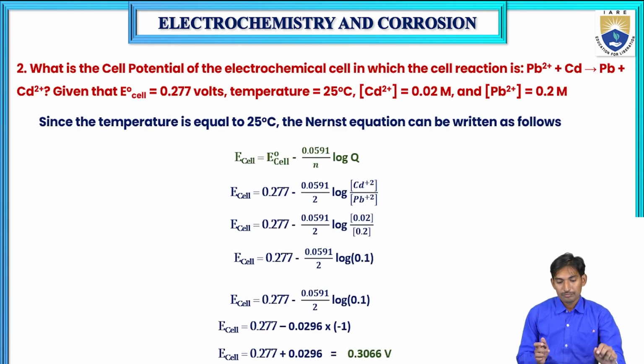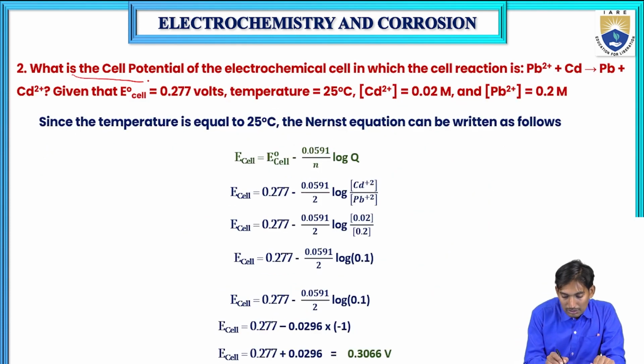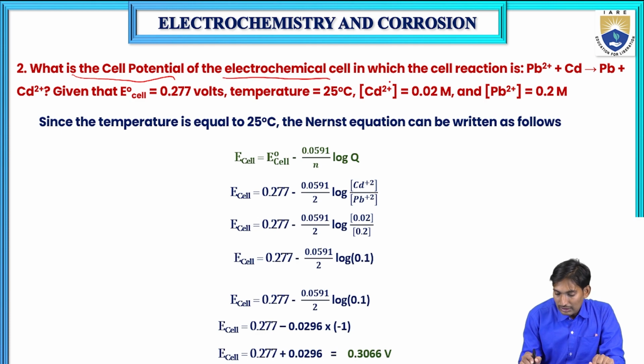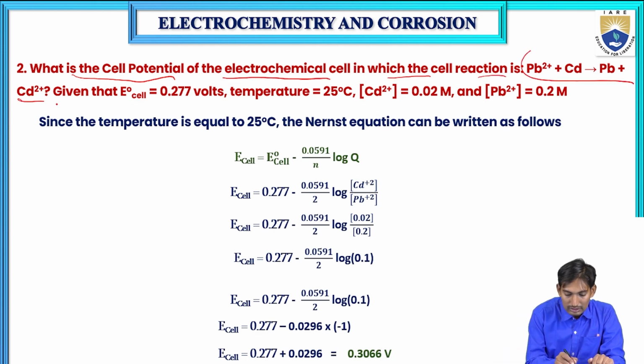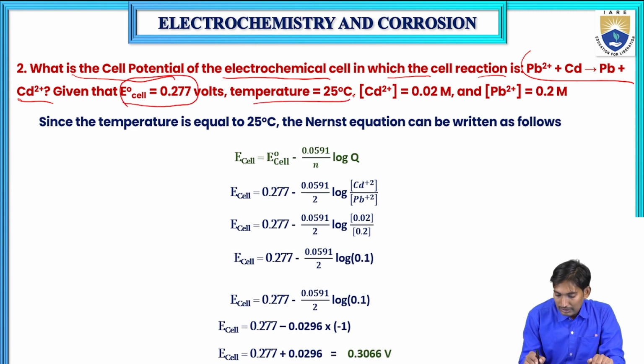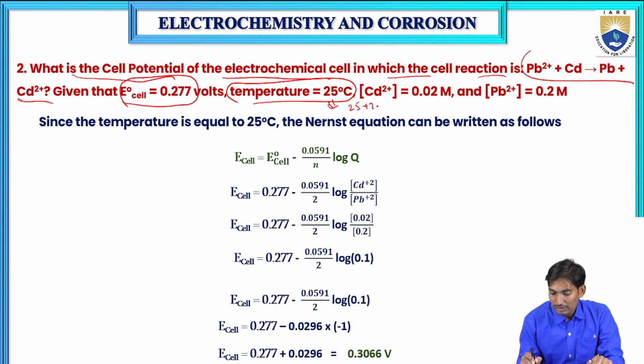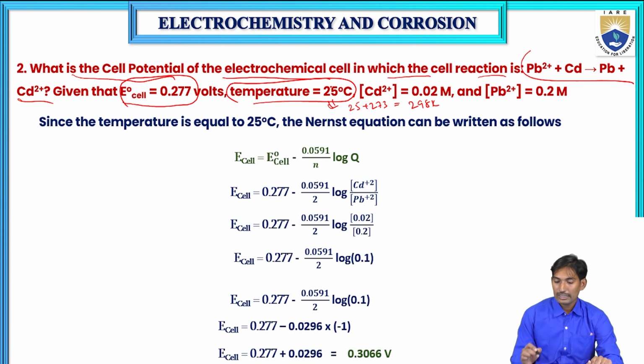Example 2. What is the cell potential of the electrochemical cell in which the cell reaction is given? He has given the cell reaction and the E naught cell of the reaction, and the temperature he mentioned is 25 degrees centigrade. We have to convert 25 degrees centigrade into Kelvin. For that we have to add 273, so we will get 298 Kelvin. 25 degrees is nothing but 298 Kelvin.